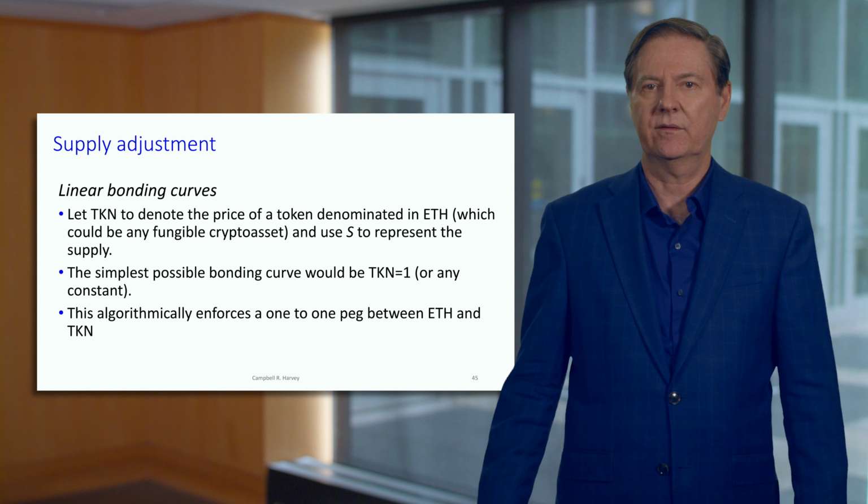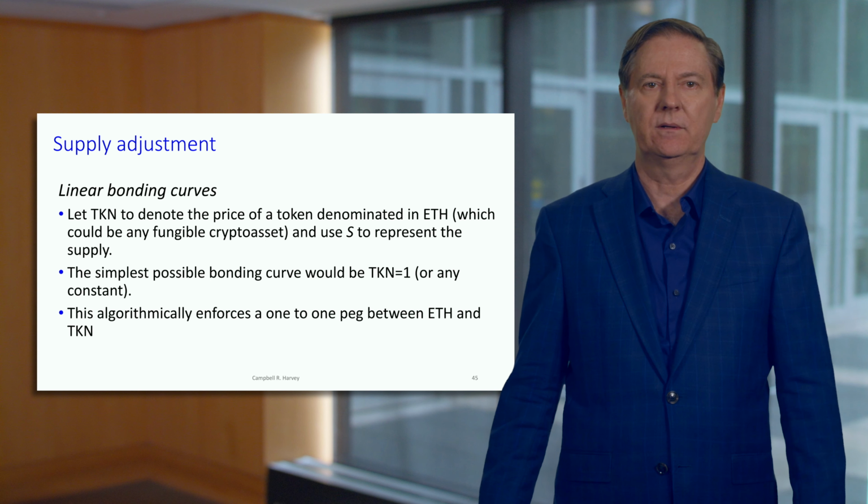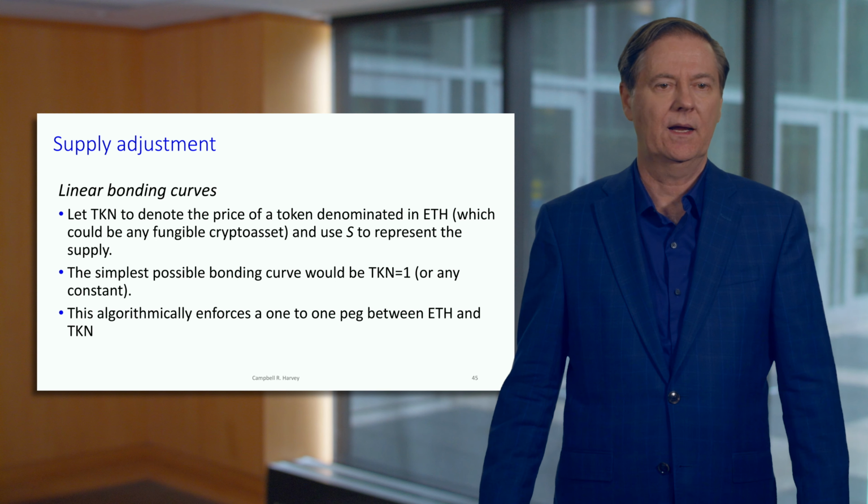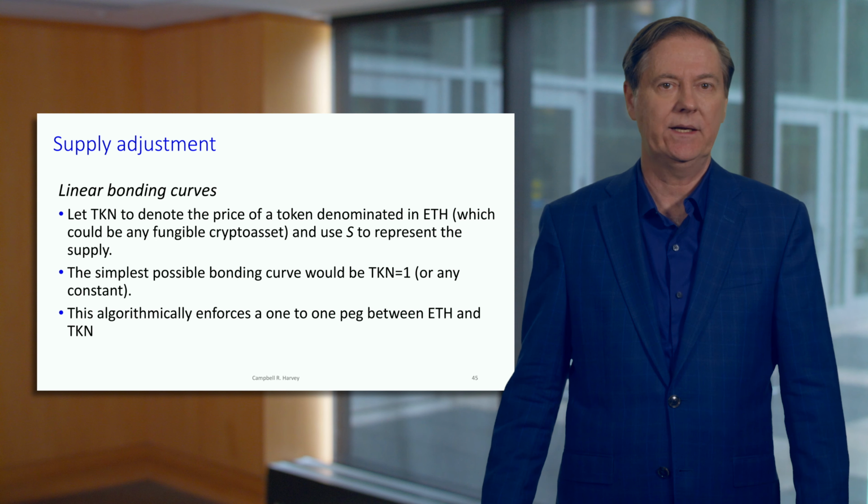So let's start with a very simple bonding curve, and it's going to be a linear curve. Again, we'll use our hypothetical token, TKN or token, and that is going to denominate a price of a token that is denominated in Ether. It could be anything; I'm just choosing Ether for a simple example. And S is going to represent the supply.